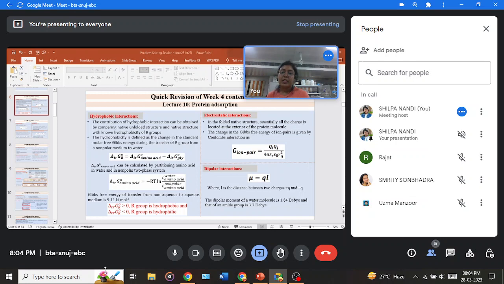Right. So if the amino acid is hydrophobic, obviously the Gibbs free energy will come out as positive, and if the amino acid is hydrophilic in nature, then from the first equation, as you can see, this will come out as less than 0, and the total Gibbs free energy will be less than 0, right?